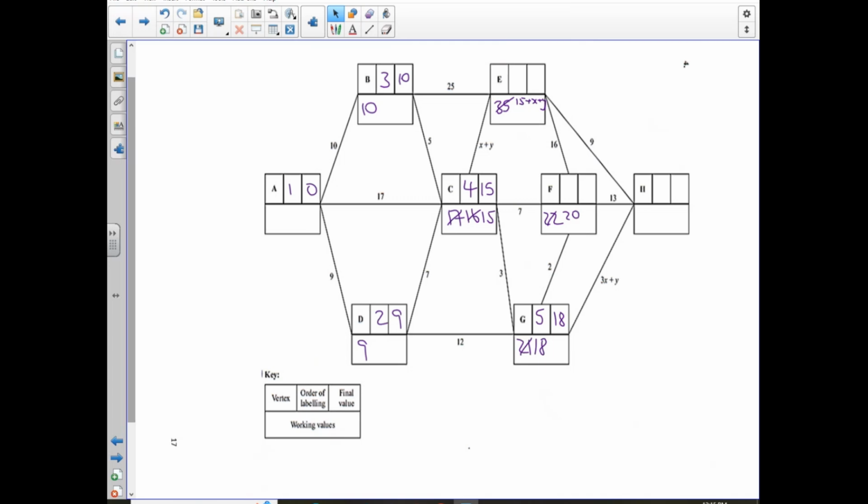And under H, we've got 18 plus 3x plus y. That's the first one in there. We'll put that in. Looking at all of these now, which is the smallest? So I'm looking between really 15 plus x plus y and 20. 20 is the smallest of this because we established that this one is bigger than 22. So F number 6, put a 20 in there.